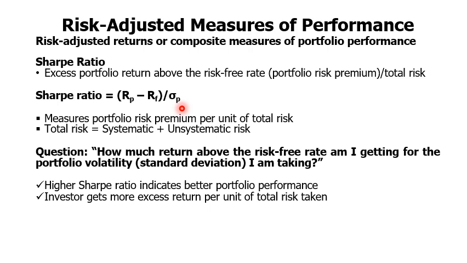Basically, the Sharpe ratio measures the excess return over the risk-free rate, or the portfolio risk premium, per unit of total risk. Total risk includes systematic and unsystematic risk. The Sharpe ratio answers the following question: how much return above the risk-free rate am I getting for the portfolio volatility that I'm bearing or taking? Volatility is measured by standard deviation.